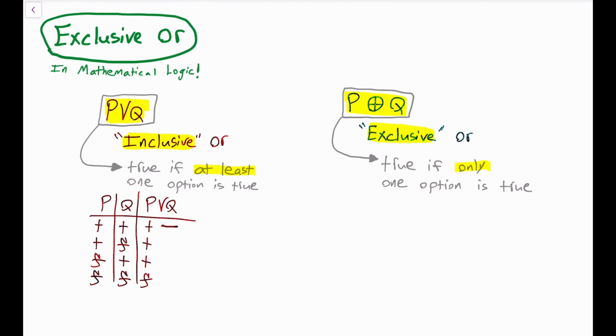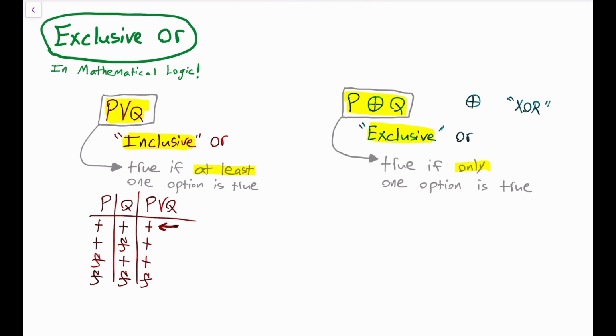The inclusive or is only false when both P and Q are false. But this first row really is most important when we're considering this inclusive or sense, because both P and Q can be true for the statement as a whole to be true. In contrast with the exclusive or, which is not only symbolized with this symbol here, but sometimes it's just called XOR, it's not going to be true if both P and Q are true.